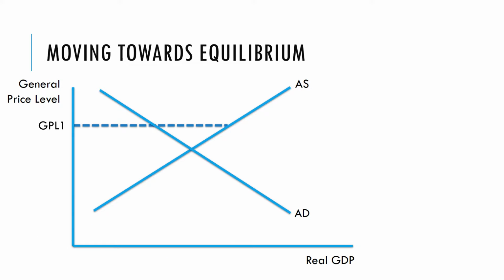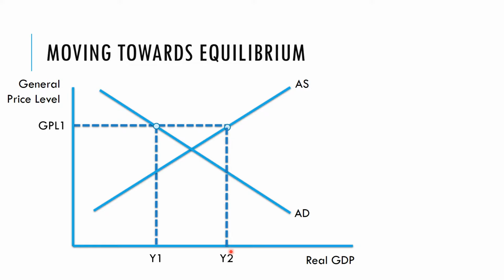Let's imagine that the current price level in the economy is price level 1. What would be the implications for this in terms of the level of demand and the level of supply within the economy? Well, at price level 1, the planned spending within the economy would be a Y1 level of spending. Let's look at the planned output within the economy. At price level 1, the planned output would be Y2.